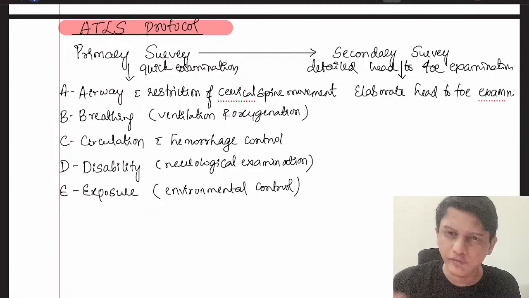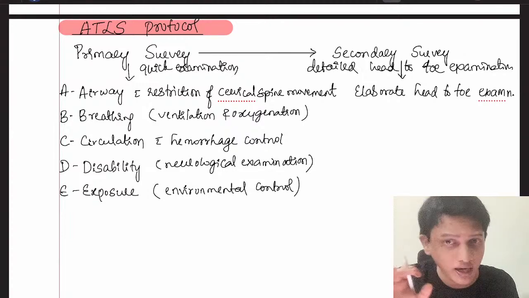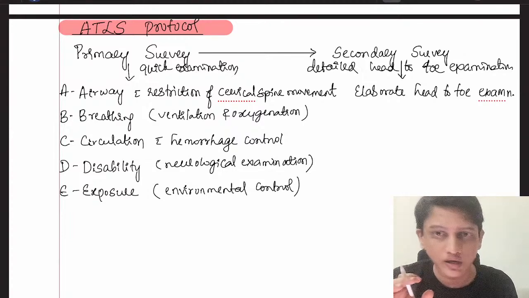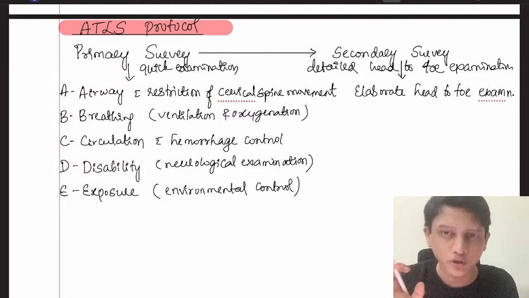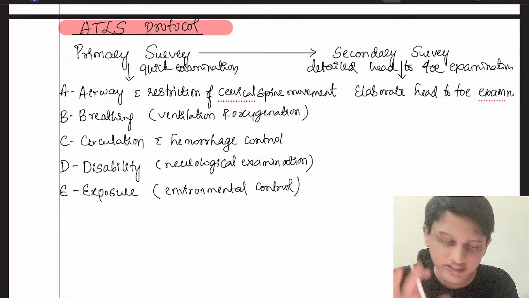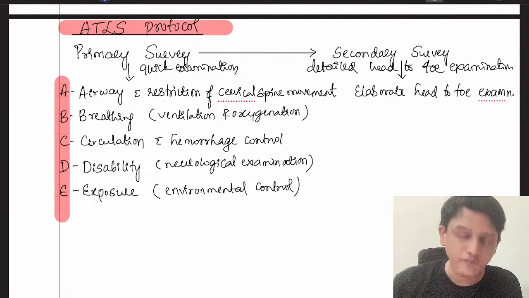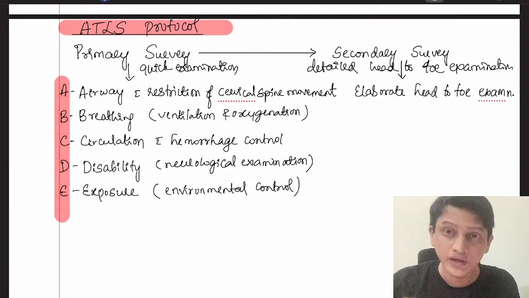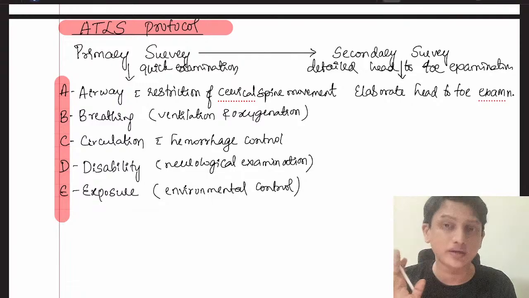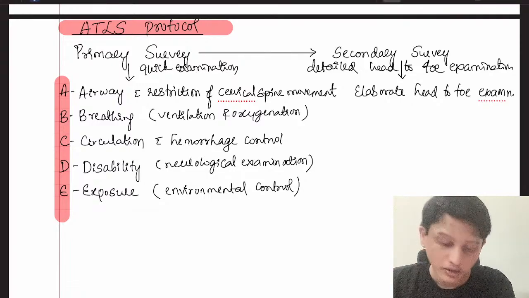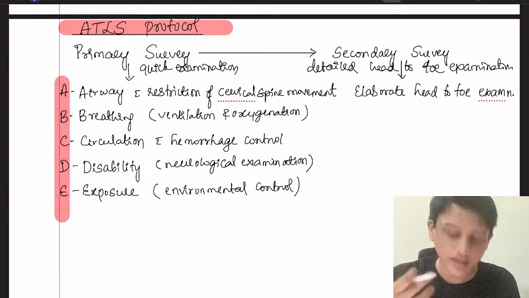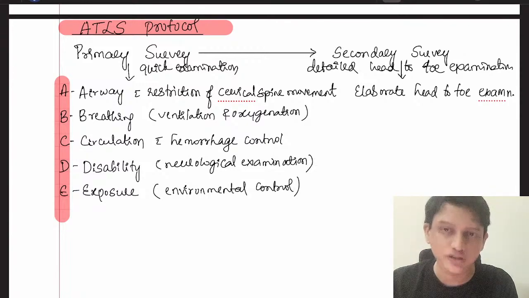Please note down, each and every word is important, their order is important, and the wording is also important. It's not a simple English or grammar thing here. Each and everything is protocolized, so you have to follow the same words here. So what is ABCDE? A is for airway, and airway with restriction of cervical spine movement. Just restriction, note it here. B is breathing. Breathing includes both ventilation and oxygenation, whether he is getting enough oxygen or not.